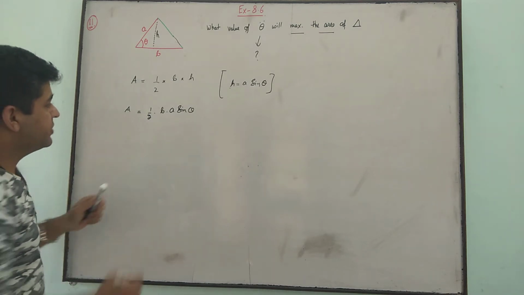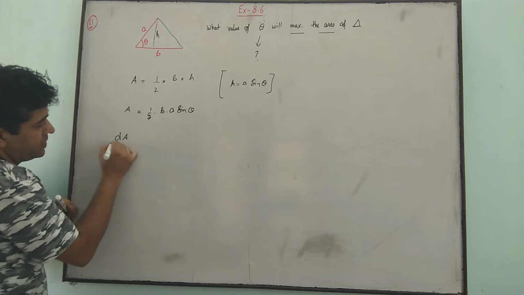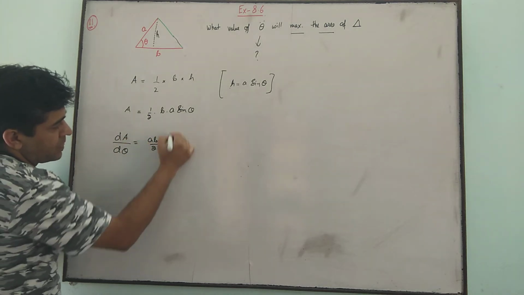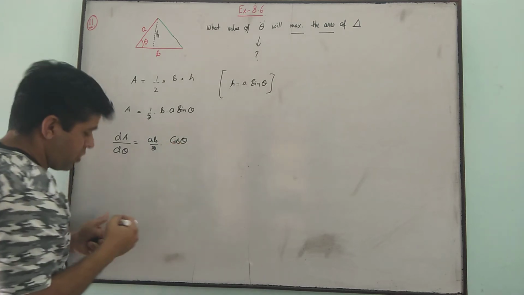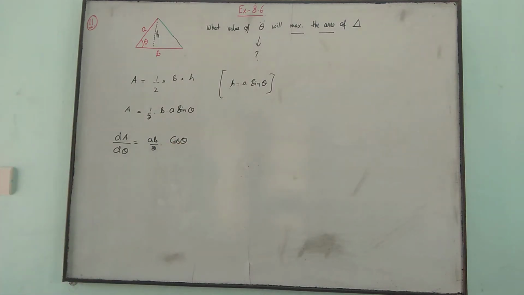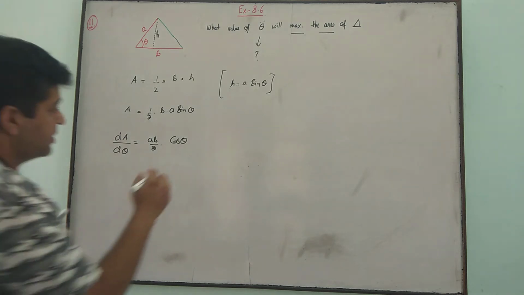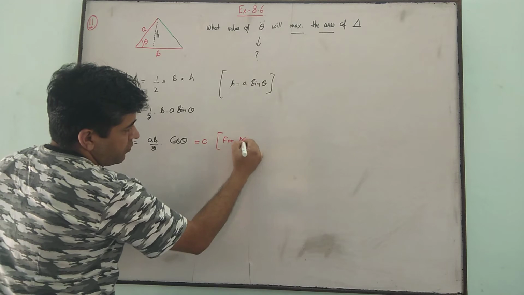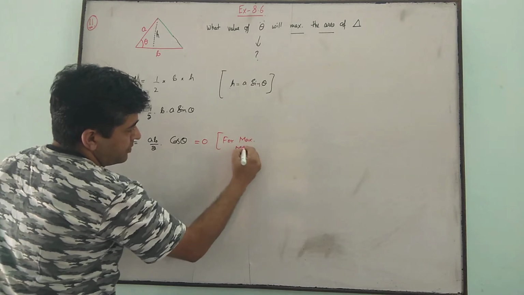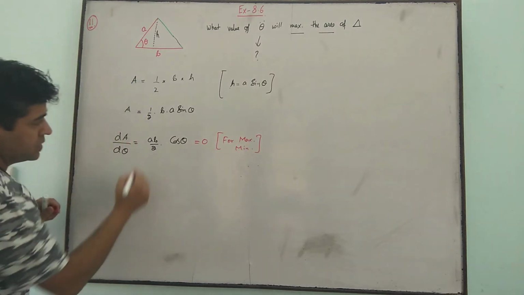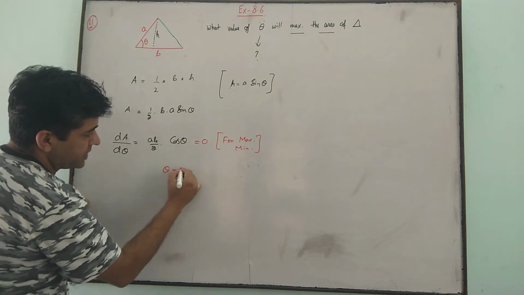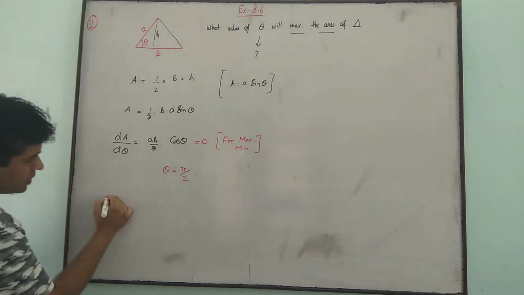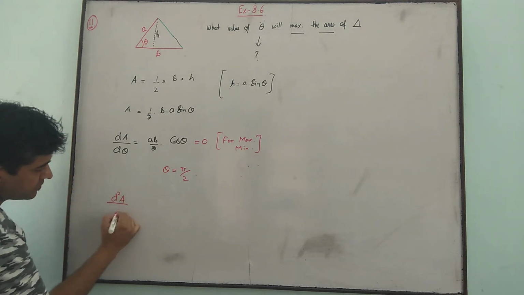So differentiate it with respect to theta. For maximum or minimum, put it equal to 0. So cos theta equal to 0 means you get theta is equal to pi by 2. Now check whether at this point it is maximum or minimum. For checking maximum or minimum, we need to double differentiate it.